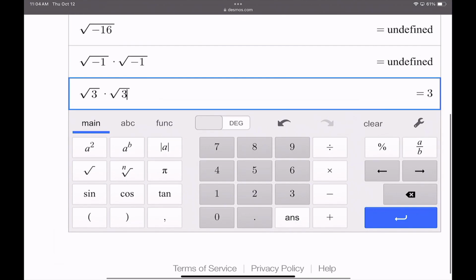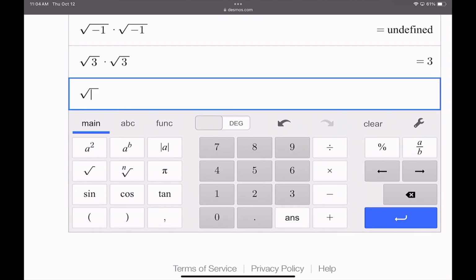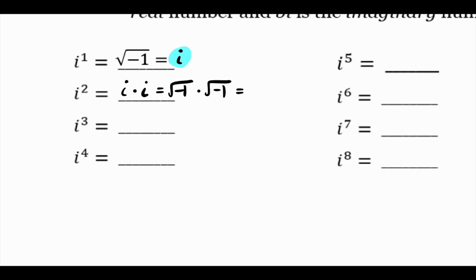Let's try a different one. The square root of 7 times the square root of 7. What are you noticing about the answers? It's the same, right? So what should this answer be? Negative 1, right? So let's go back to our board. We get negative 1 as an answer.